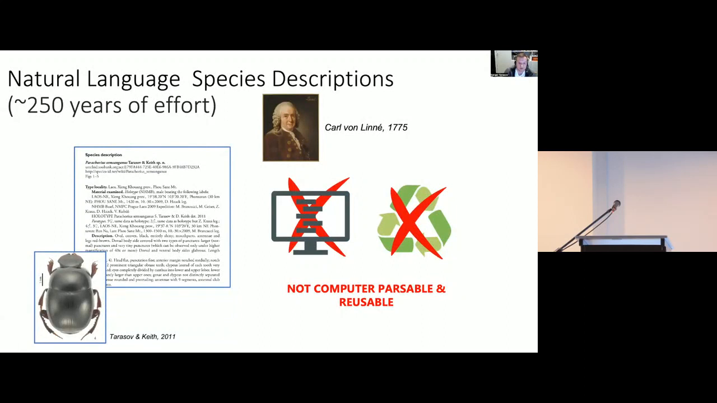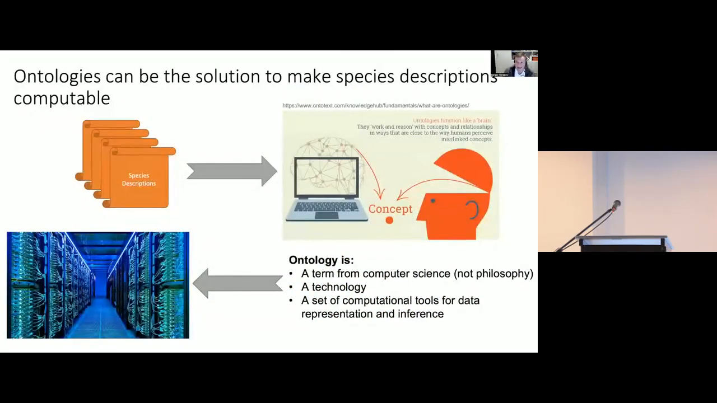Unfortunately, most of these descriptions come in the form of natural language, and natural language is not understandable by computers. This makes these descriptions not really reusable by subsequent studies. Ontologies are the technologies that can help solve this problem.